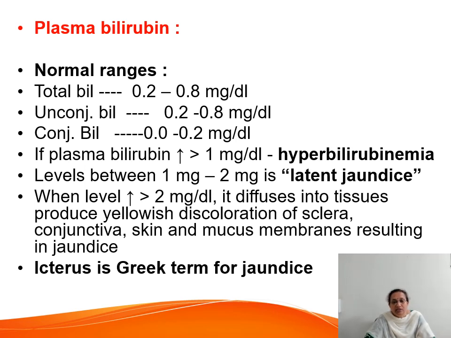So this is, in a nutshell, the formation of bilirubin and the normal ranges of total, unconjugated and conjugated bilirubin. Generally in the lab we estimate total bilirubin and conjugated bilirubin; unconjugated is generally a calculated parameter, which we are going to give in the reports to the clinician.